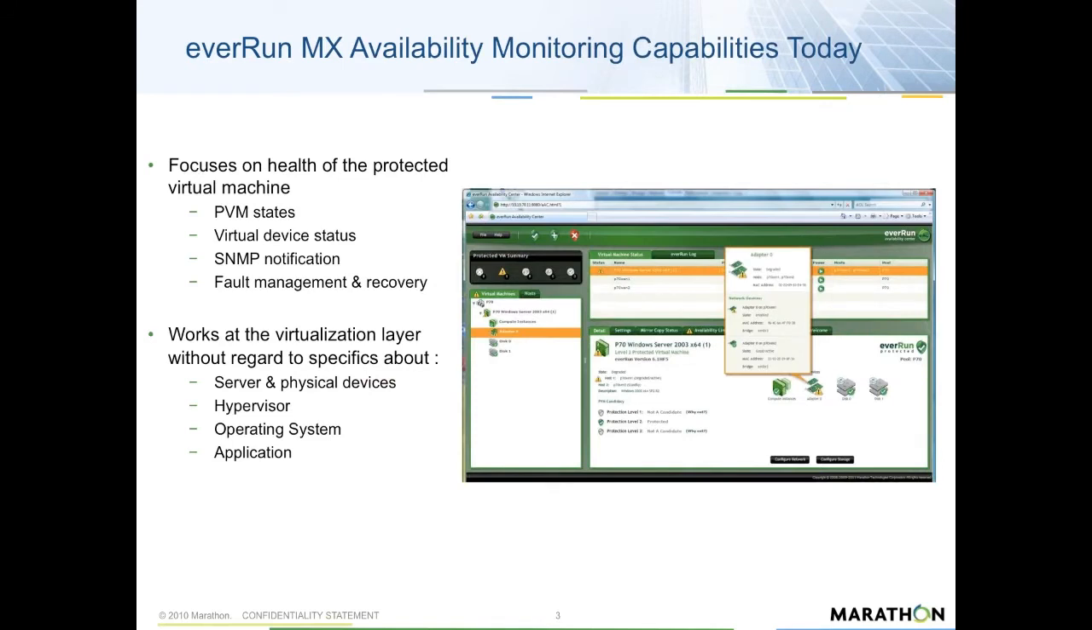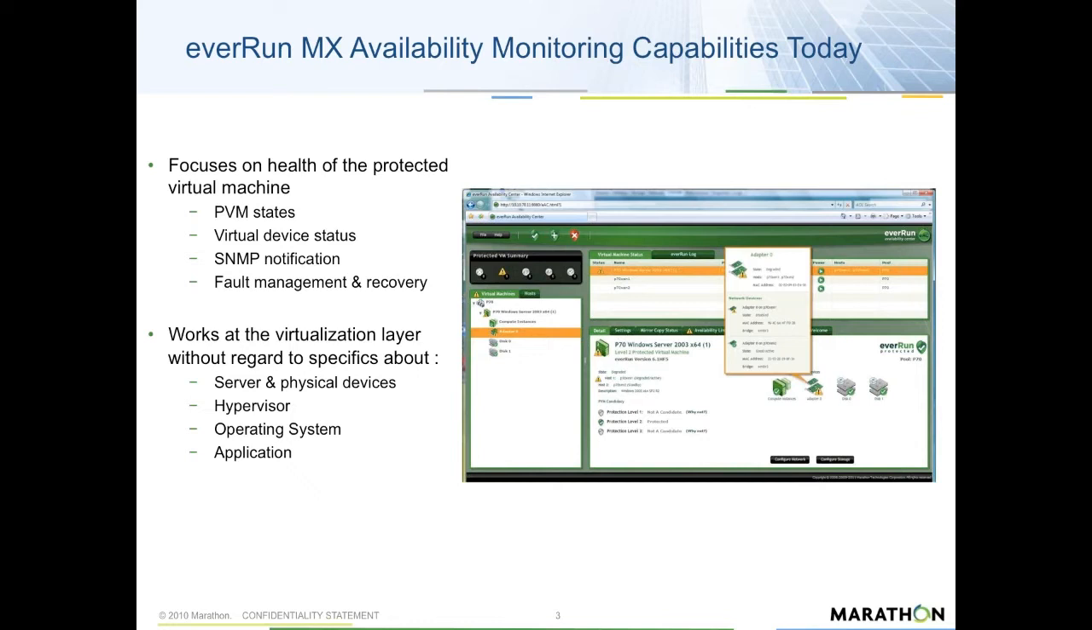Now, we do bundle some monitoring capabilities with our product today. If you think about it, or any of you that are familiar with our availability console, you know that we are very focused on the protected virtual machine. So we are giving you the health and status of that container as it relates to the underlying hardware. What's happening with the physical network connections? What's happening with the disk? What's happening with the compute instance? What's happening at the server level? Is the server running okay? Are both compute instances running the way they're supposed to?